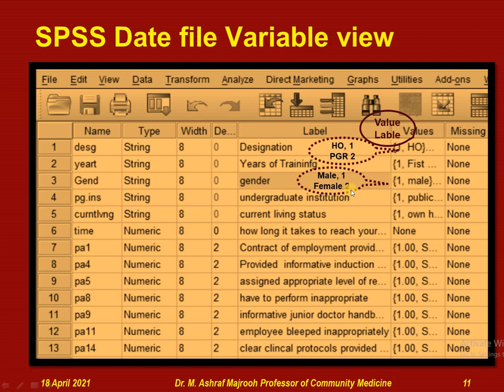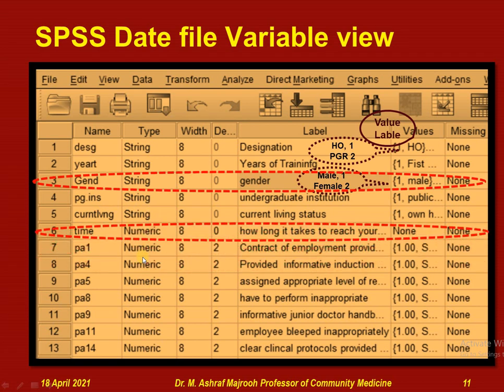Similarly, for gender, male is 1 and female is 2. So similarly each variable is coded like this. Then this is the coded variable, and this is the string variable or qualitative variable. All string variables in computer language are known as qualitative variables, and these are the numeric variables. Another variable is the time, how long it takes to reach the destination. This is the time, and this is a numeric variable. So this is the variable view where all the variables are coded, whether they are qualitative or quantitative.